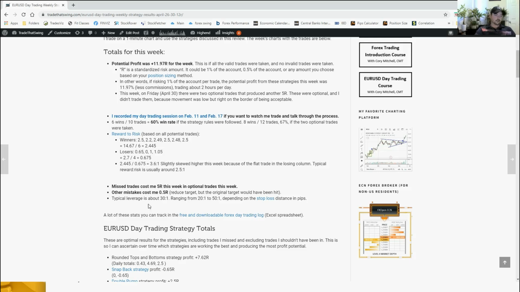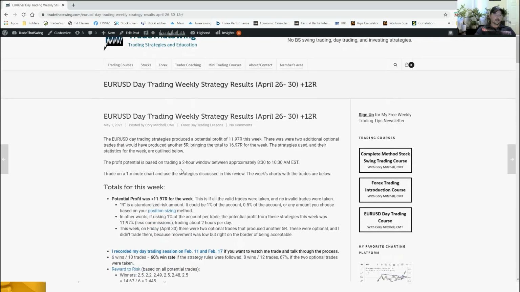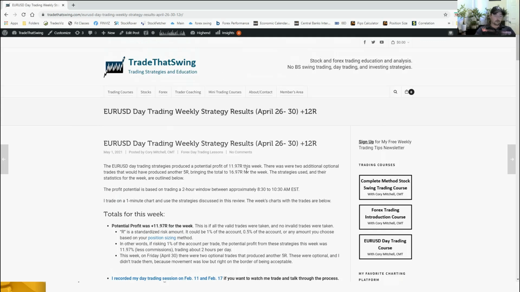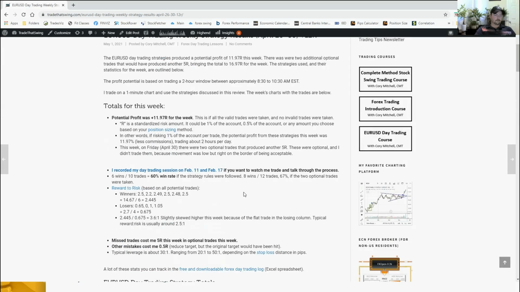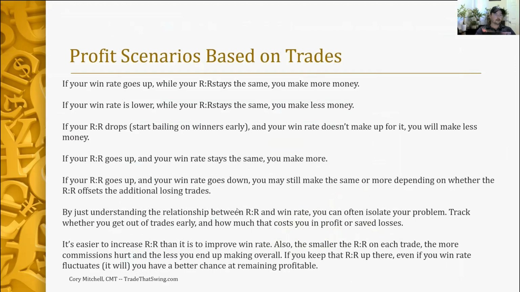Also look at other things. Did I, what missed trades cost me, other mistakes, things like that. So you can look at these for some examples, and I hope to continue publishing them in the future, assuming my schedule doesn't change too much. But you can always go back in time and just see some examples of how to calculate these out. So that's just how you can merge win rate and reward to risk. And I calculate those each week just to see where I'm at.